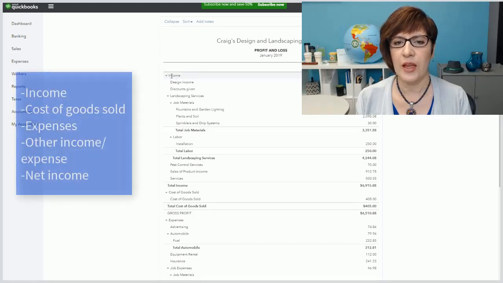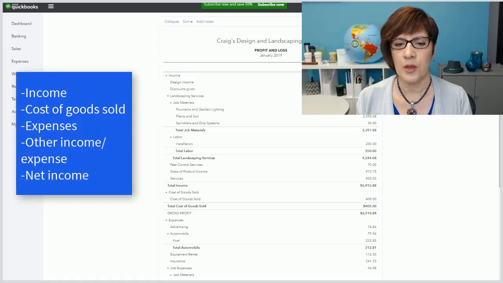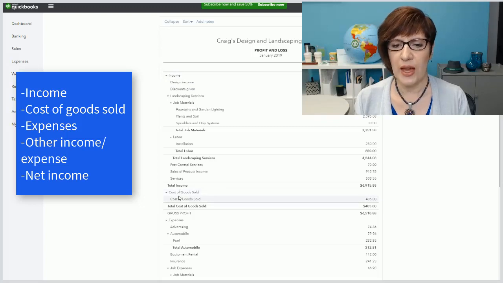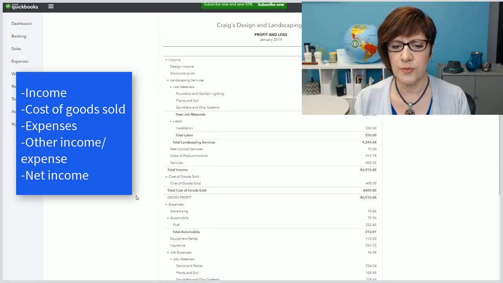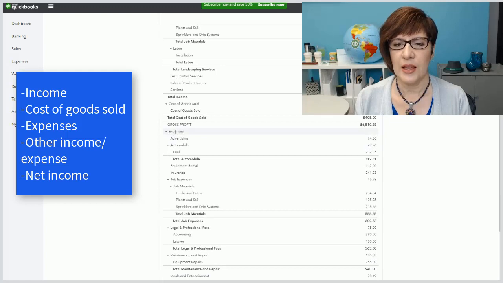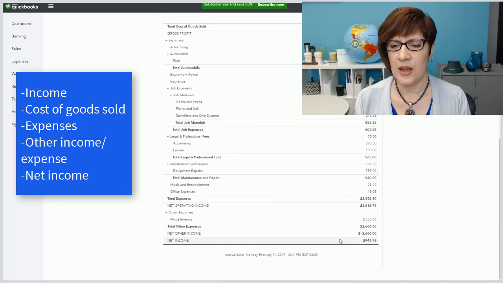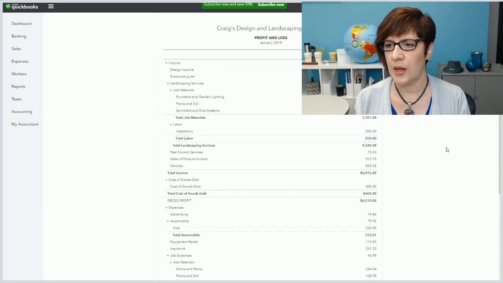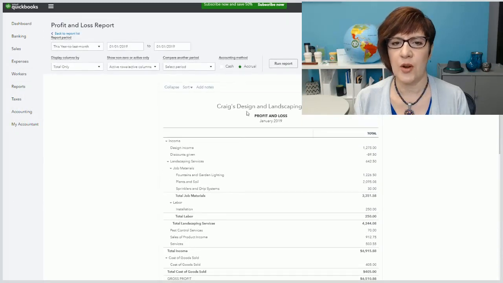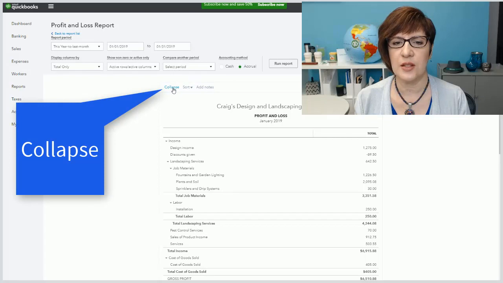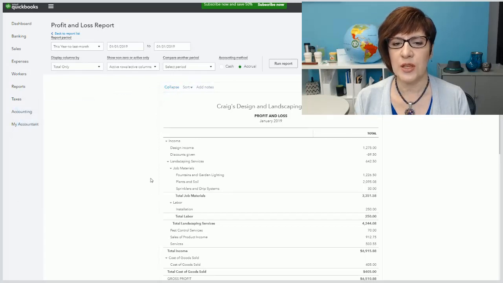So you have income, cost of goods sold, if you have cost of goods sold, and expenses, and then net income. I'm going to do something here. I'm going to click this, it says collapse. So I'm going to get rid of all of the extra detail in this report to make it easier to review, because a lot of numbers can get overwhelming.